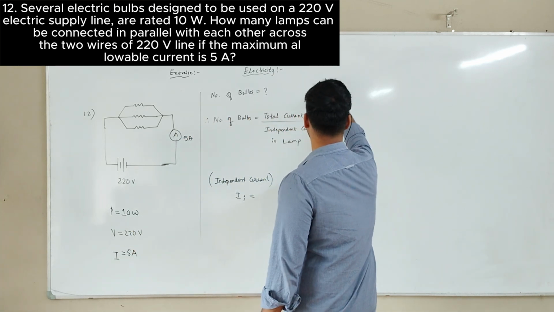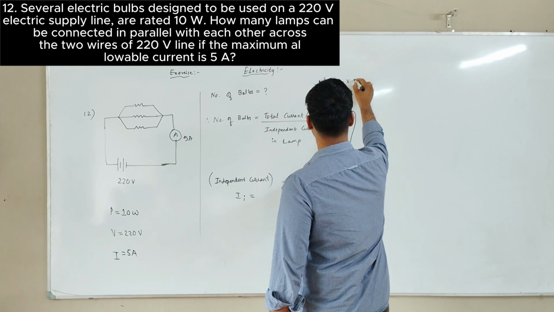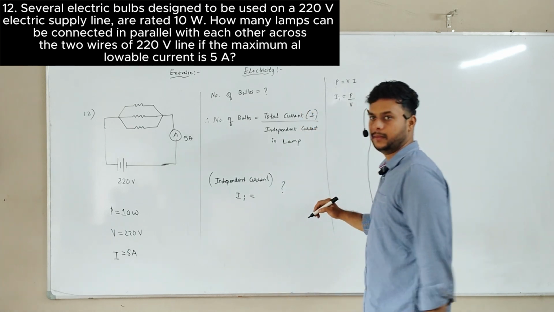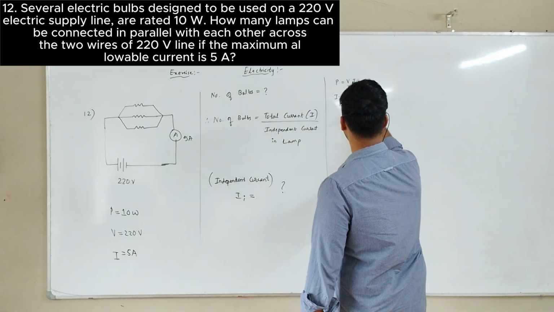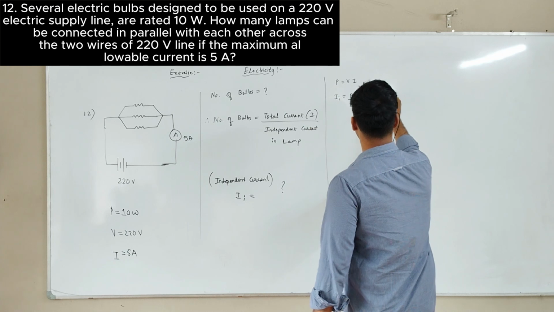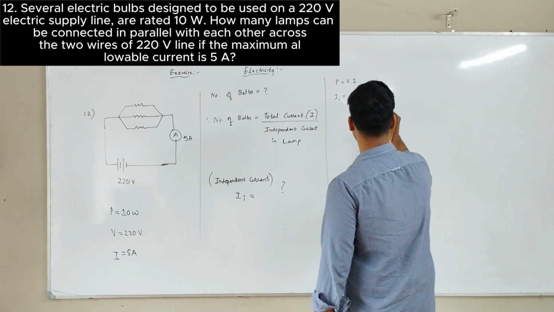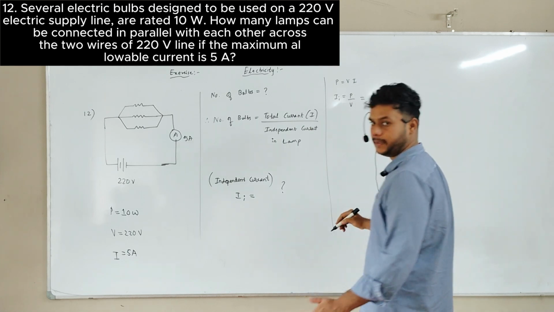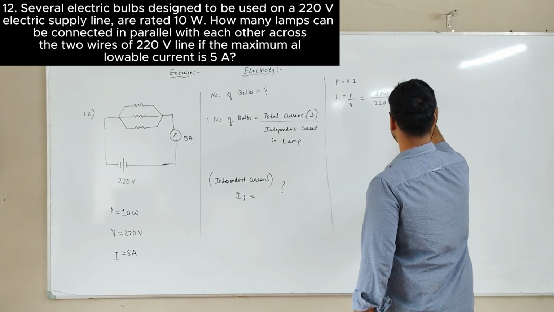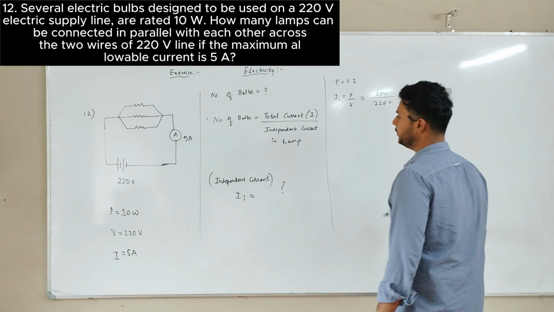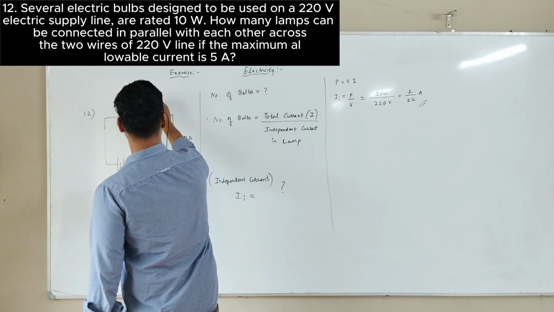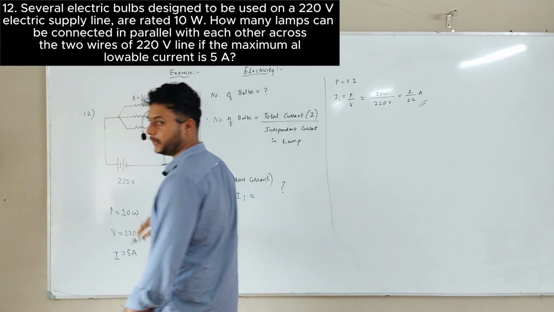So power P is equal to VI. I am finding I, so the independent current is equal to P by V. P is the power, 10 watt, and the voltage is 220 volts. Zero cancels, so it is 1 by 22 ampere. The current flowing is 1 by 22 ampere.